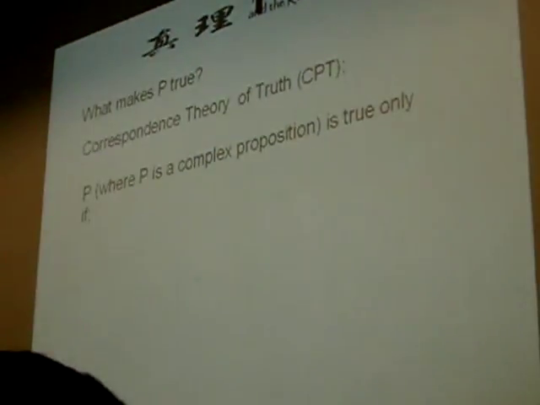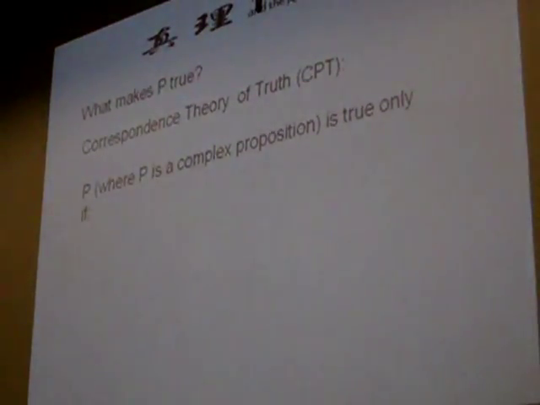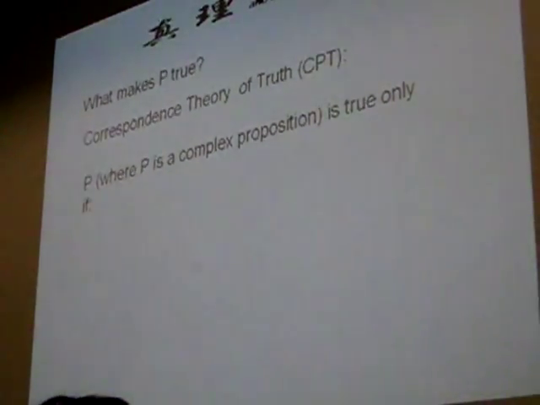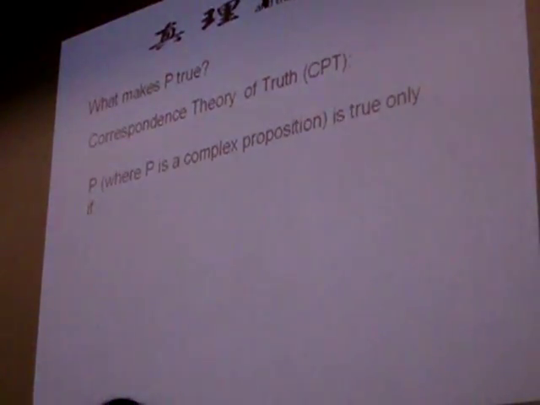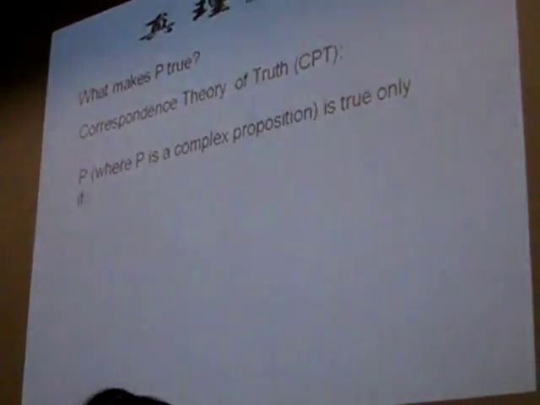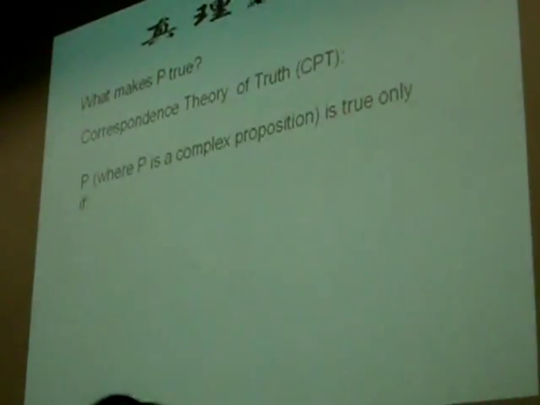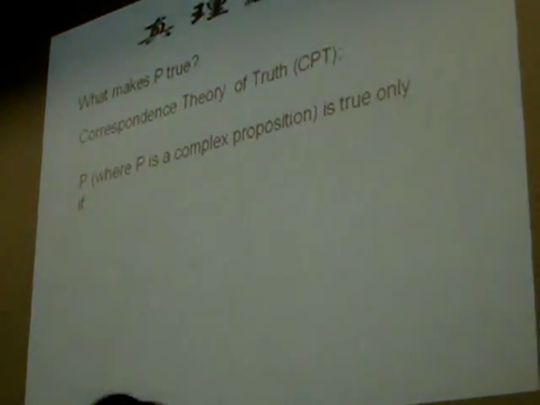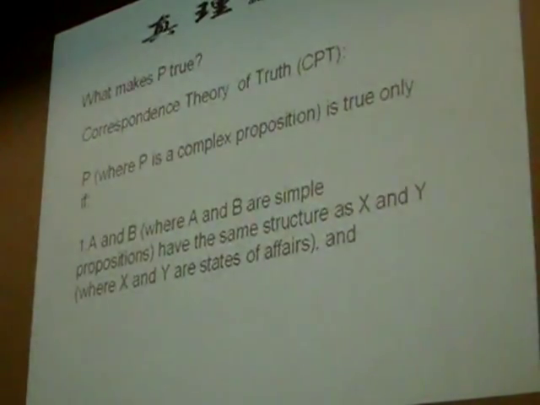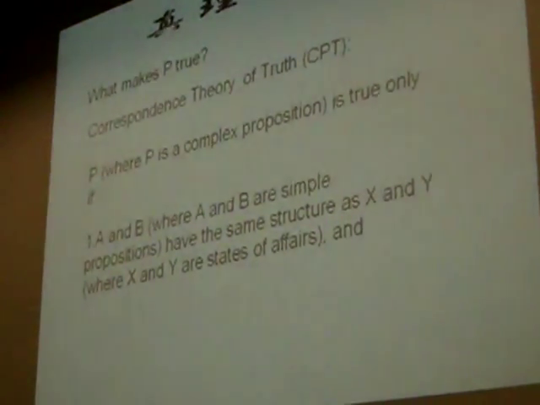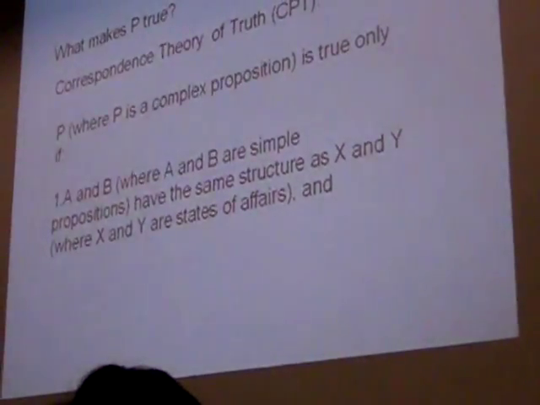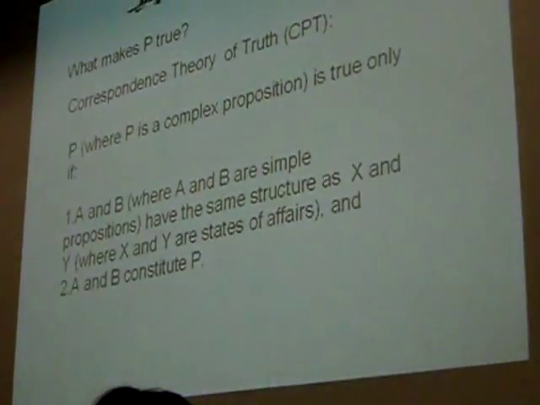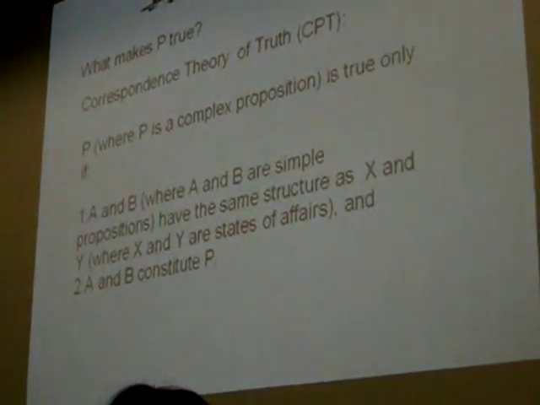So let me present to you the different metaphysical theories of truth. So again, the first question, what makes P true? The first theory is the correspondence theory of truth. CPT offers this criterion. P, where P is a complex proposition, is true only if A and B, where A and B are simple propositions, have the same structure as X and Y, where X and Y are states of affairs, and A and B constitute P.